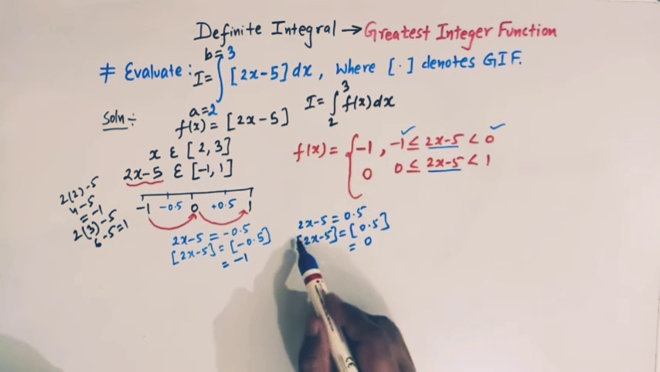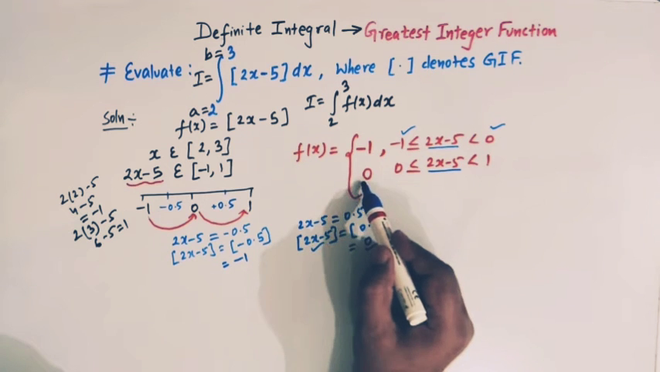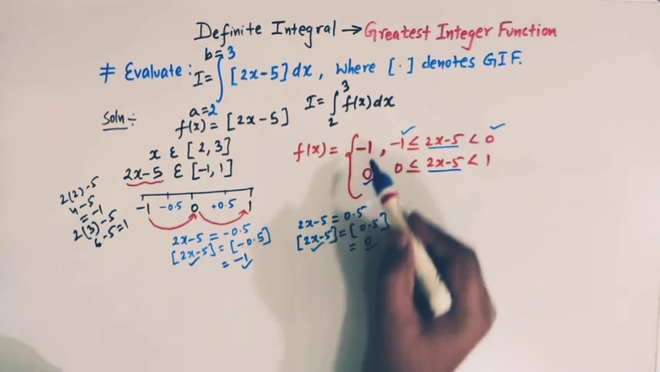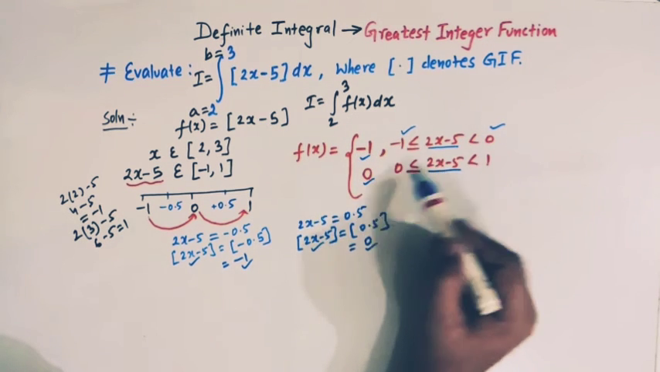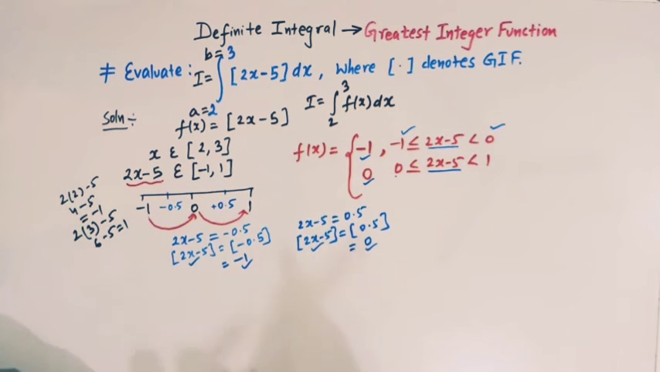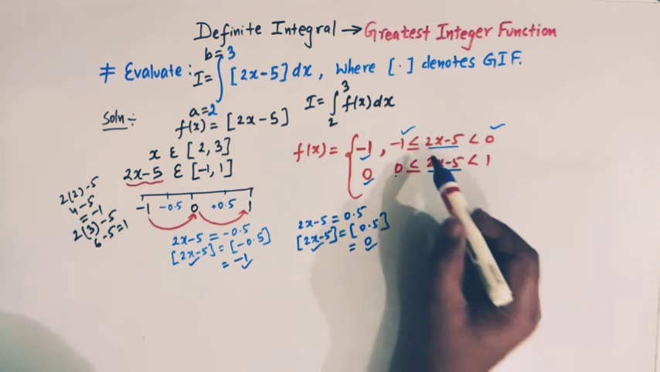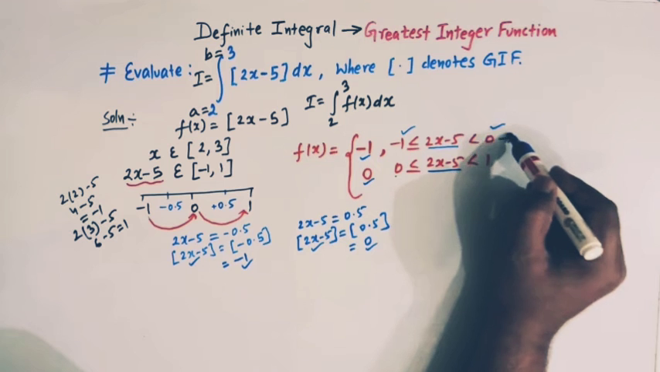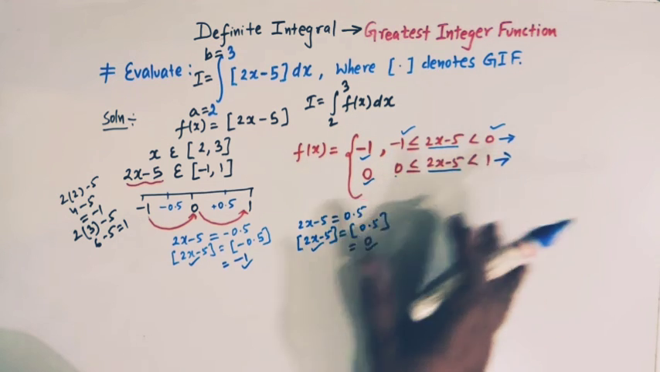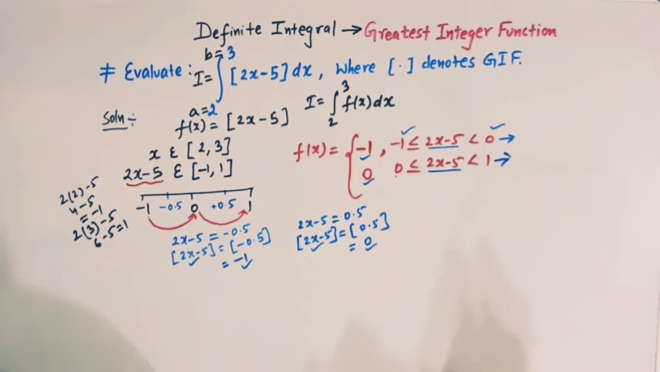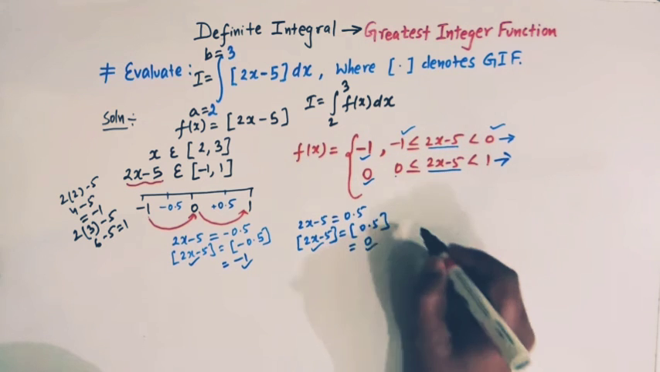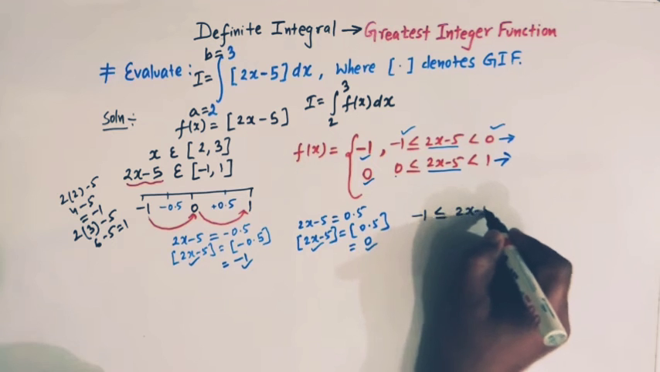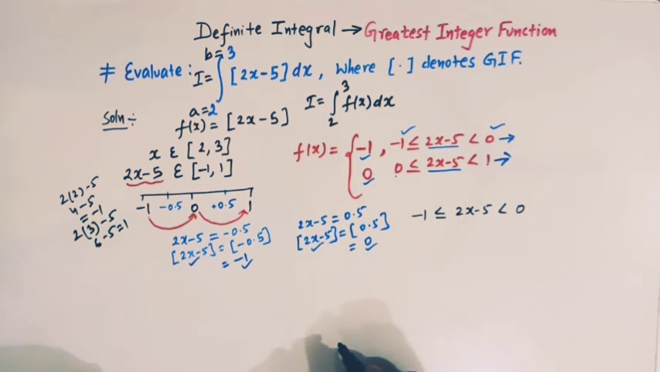So the value of this function is 0 here, and here the value of this function is minus 1, as per the intervals, right? Okay, so now we will solve these two inequalities for x. Let us take this one. Here we have minus 1 less than or equal to 2x minus 5 and less than 0, right?